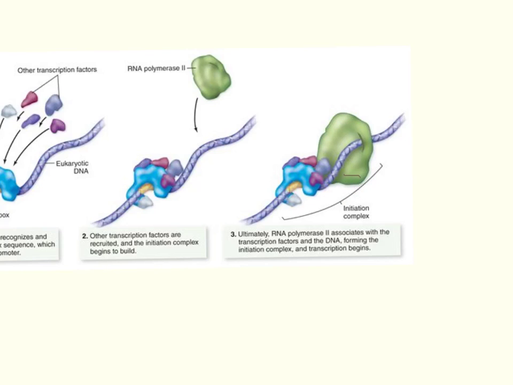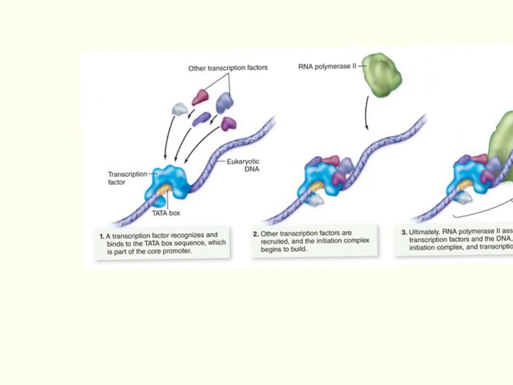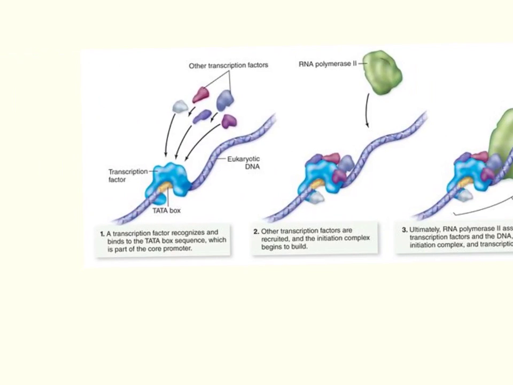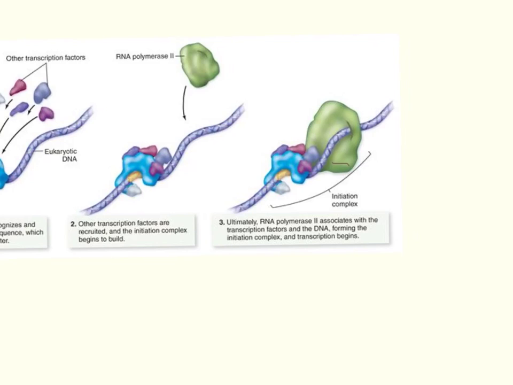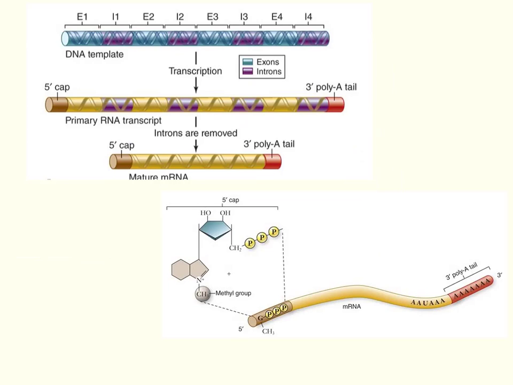Okay, so it has to have this transcription factor on the TATA box for it to continue the initiation. The initiation complex is then attached to the RNA polymerase. The RNA polymerase then starts to build the new RNA that's going to come out from the DNA. So these are eukaryotic processing.